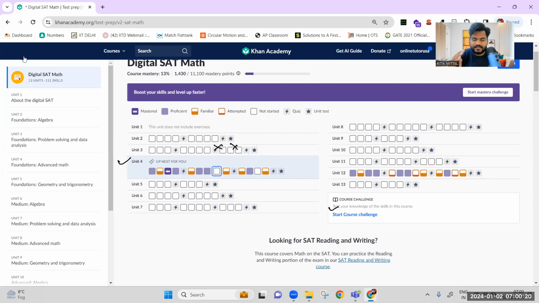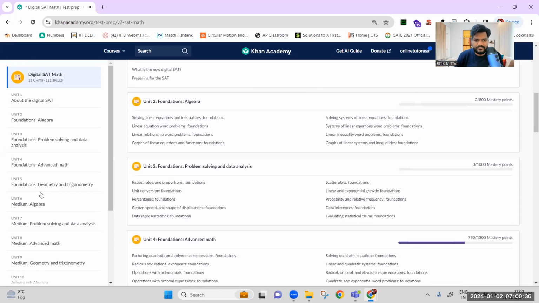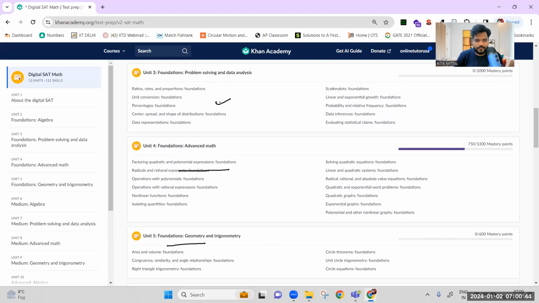So these 12 units are divided into 4, 4, 4. The first 4 go for the foundation, the next 4 go for the medium level, and the last 4 go for the advanced level. Let me show you what I mean. Here you see unit number 1 is about the digital SAT, which is the basics. Then it goes to the foundations: unit number 2 foundations of algebra, unit number 3 foundations of problem solving, unit number 4 foundations of advanced math, and unit number 5 foundations of geometry.